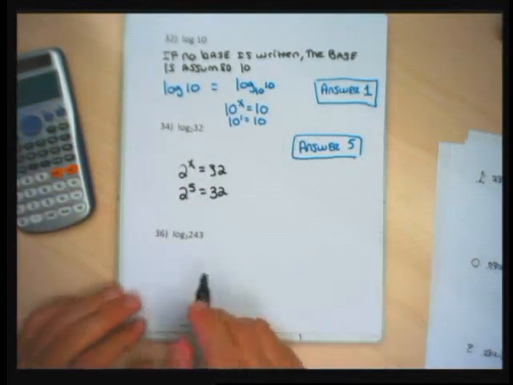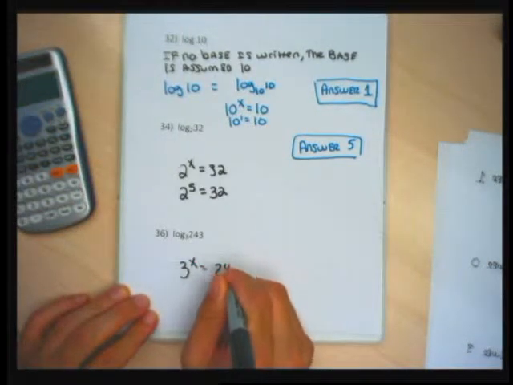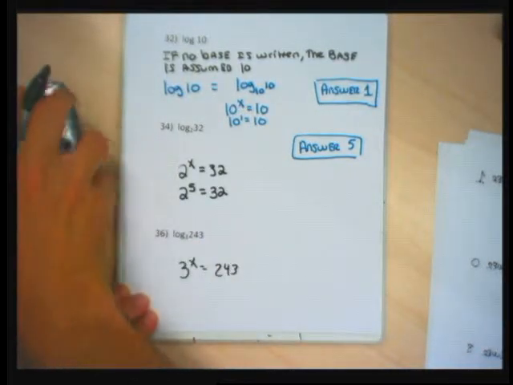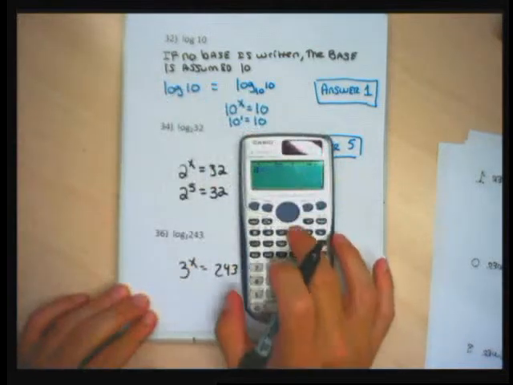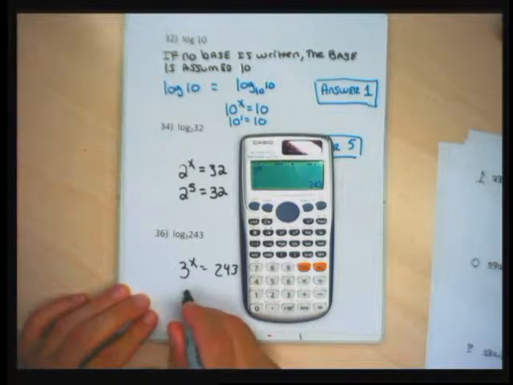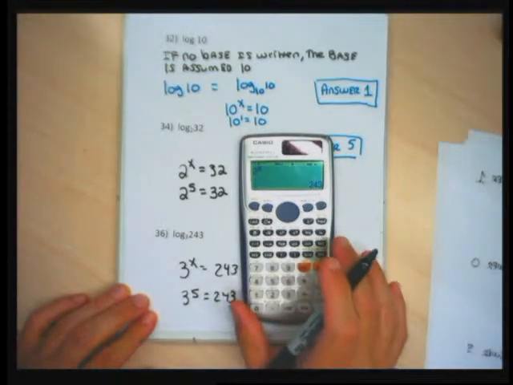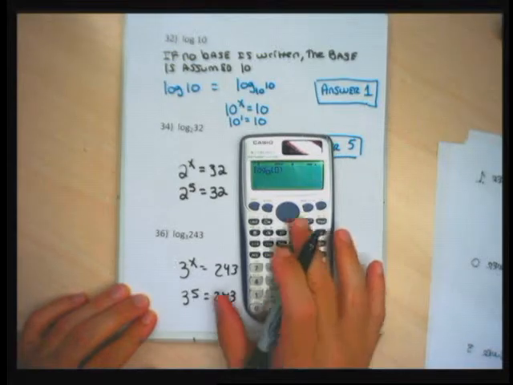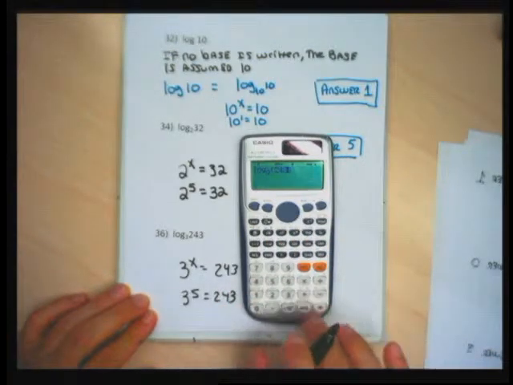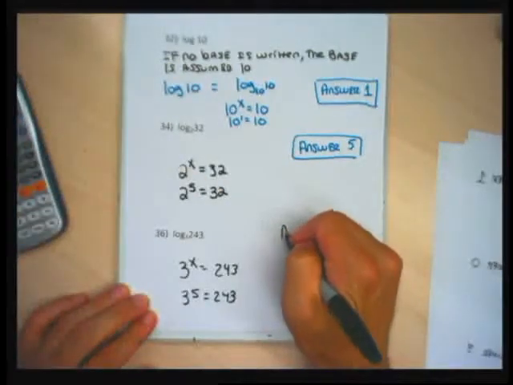36 would be pretty impressive to do without a calculator. It's asking the question, 3 to what power is 243? And I know that 3 to the 5th power is 243, so the answer to this question is going to be 5. But again, I don't need to know too much to be able to do that. So the answer is going to be 5 for this question.